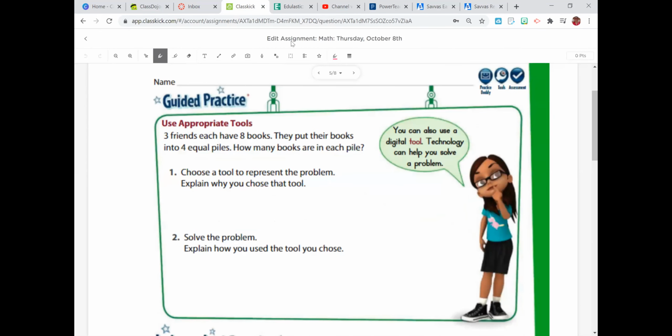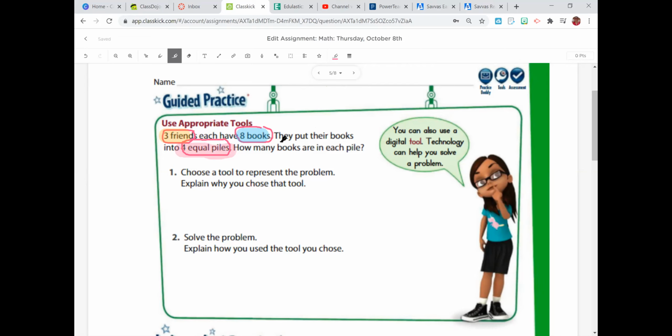Let's try one together. 3 friends have 8 books. They put their books into 4 equal piles. How many books are in each pile? So we have friends, and we have books, and then we have piles. So I'm going to choose a different color for each one. Let's do friends, we'll do orange. Books, we'll do blue. And the piles, we'll do pink.